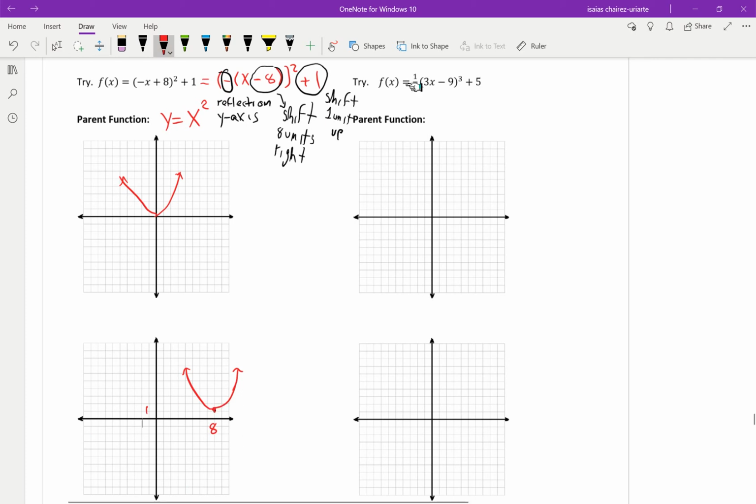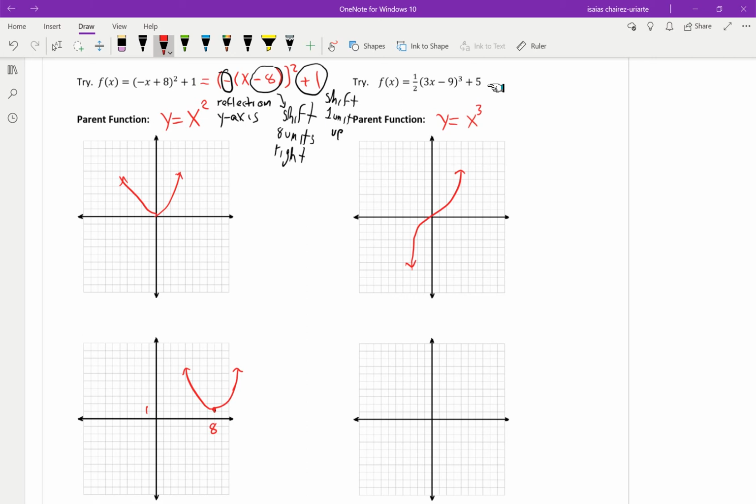Let's try the second transformation. Let's begin with the easy parts. What's the parent function here? The parent function is y equals x to the third. Okay, perfect. I know what that looks like. That is a cubic, and it kind of does something like this, approximately something like that. Okay, so that's my parent function.